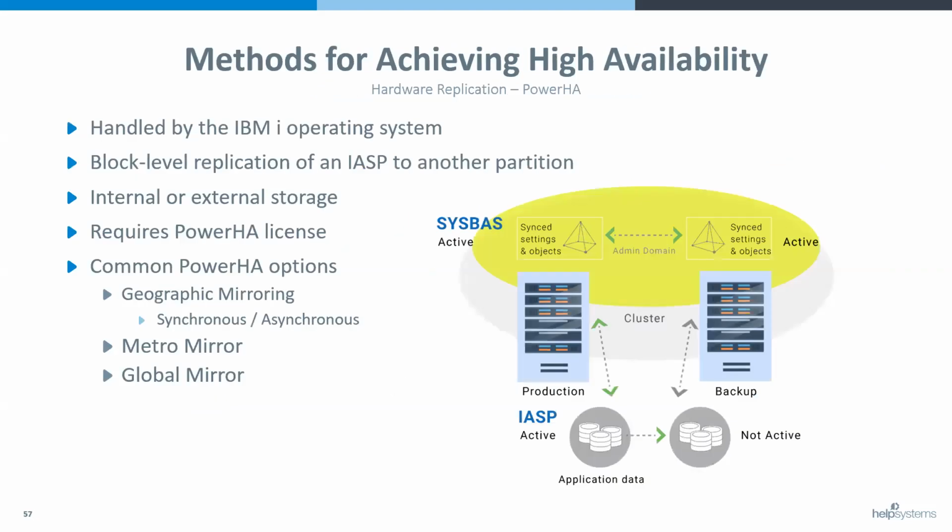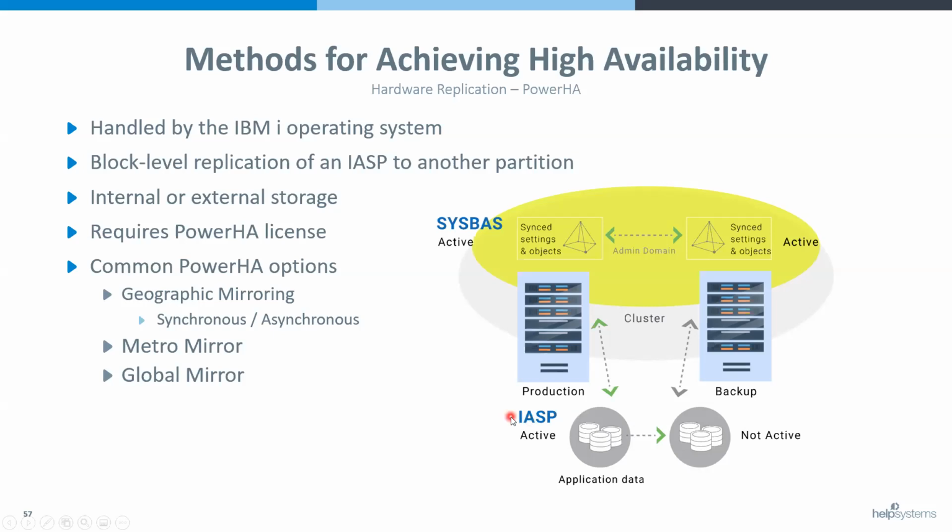On the other side of the coin is PowerHA, and this is rather than logical replication, hardware-based replication, and it's typically active-passive. So your production machine is active. You can't really do anything with the backup side of things. It's dormant in effect, and it needs a PowerHA license, and is centered really around independent auxiliary storage pools, or IASPs, that really aren't as scary as they sound.